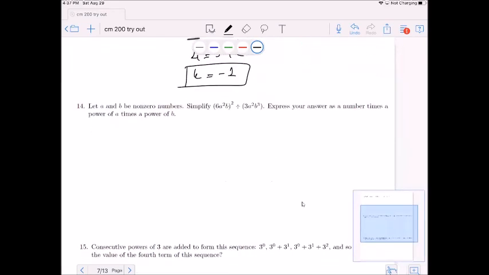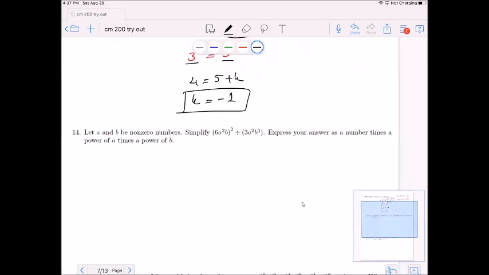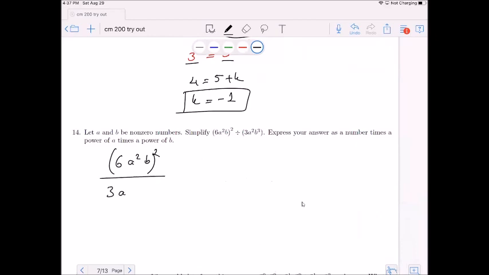14. What is the question? Express your answer as a number times a power of a times a power of b. Okay, so we have (6a squared b) all squared divided by 3a squared b cubed. I can see this better this way. I can make the calculation better.